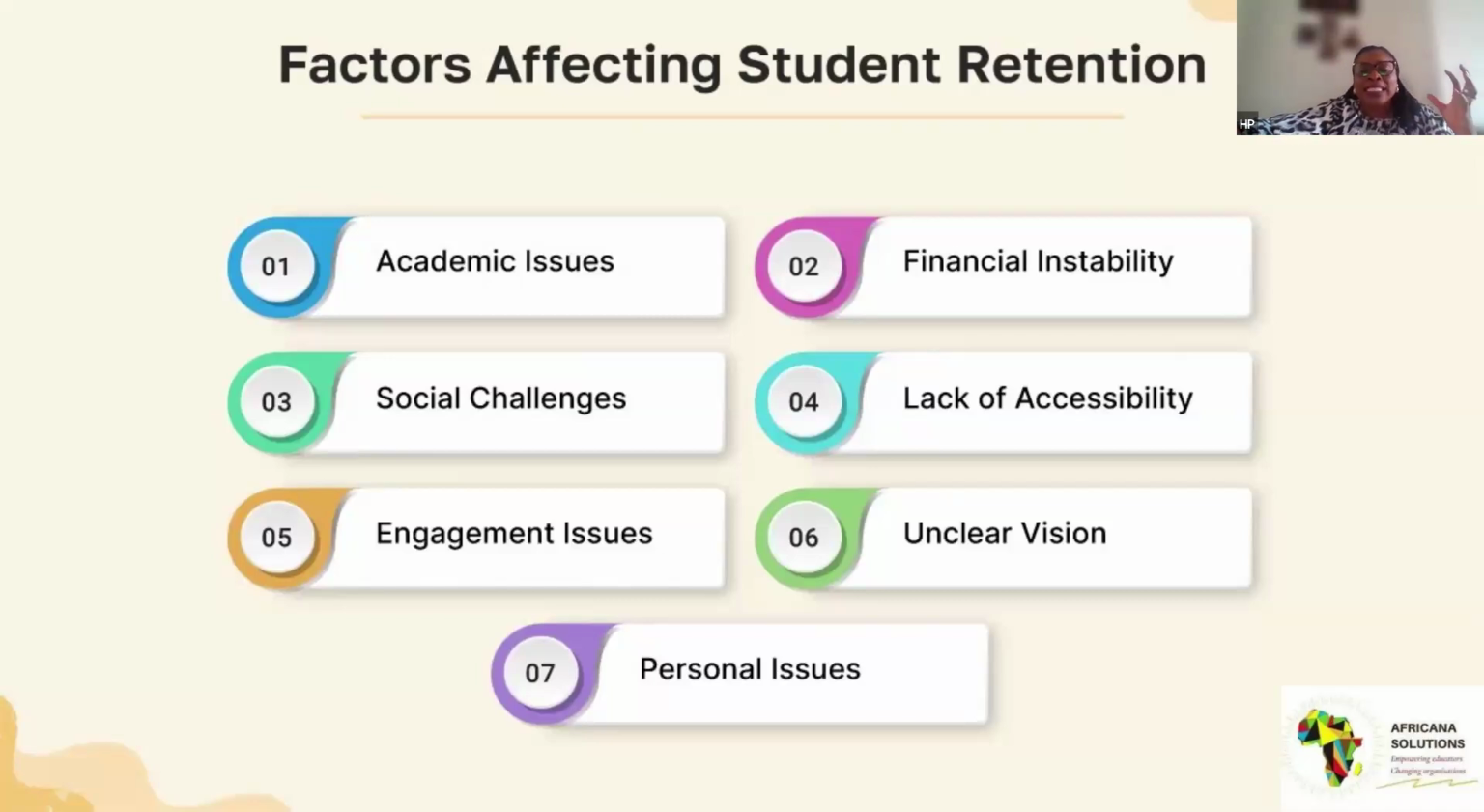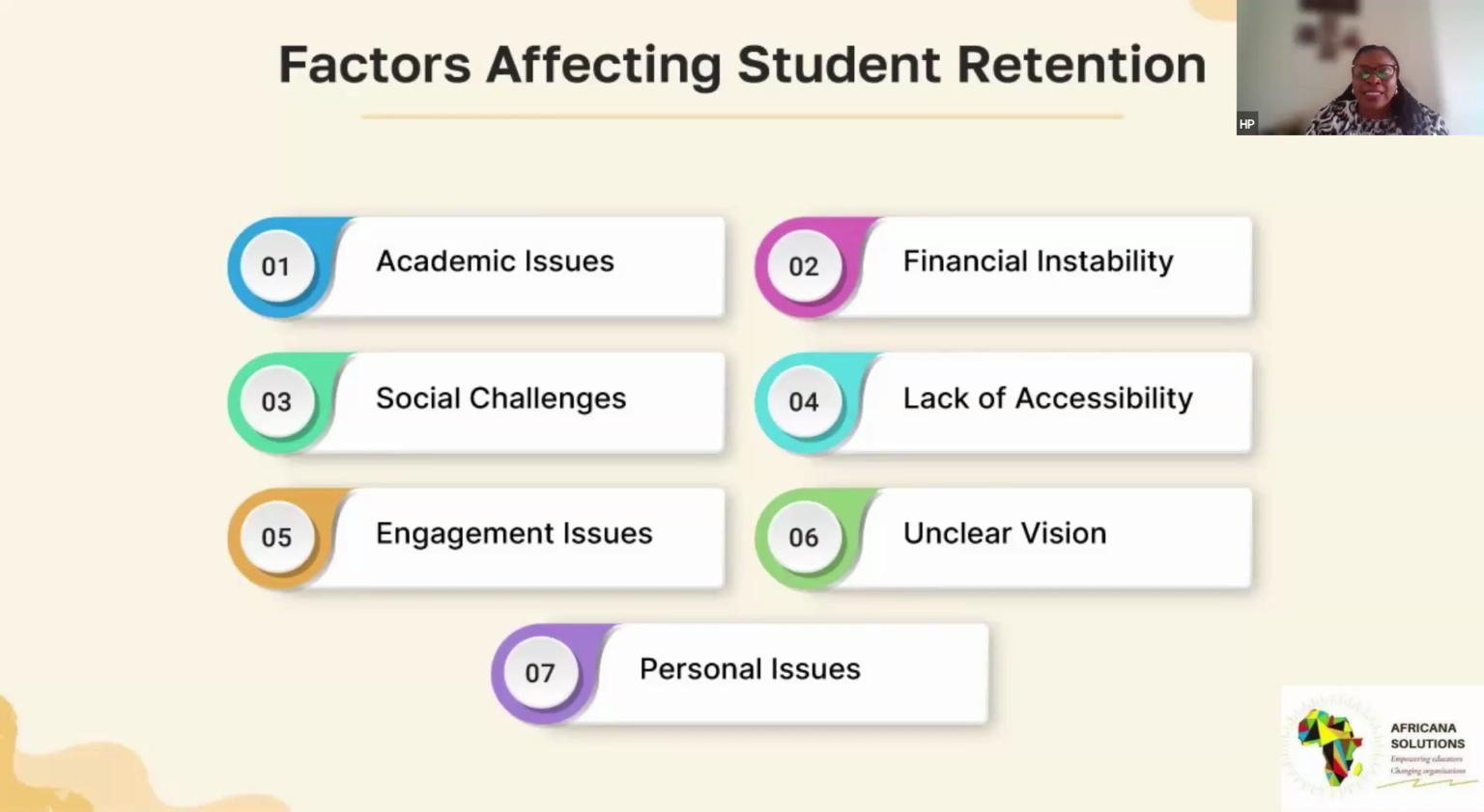How well is the performance of the school, which is why schools leverage on social media to publish their results. There's always that competition. How well did they perform in the local exam, in the national exam, in the international exam? So these are things that may affect student retention.